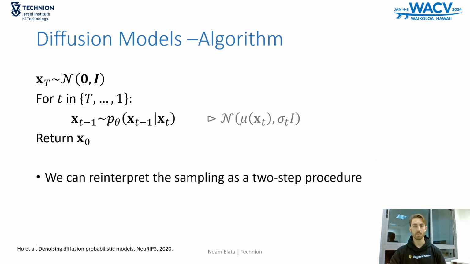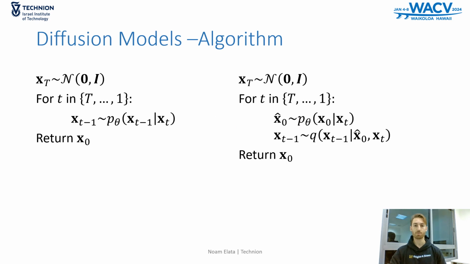Going back to the DDPM algorithm, noisy versions are sampled iteratively from the model distribution P of xt minus 1 given xt. To see the problematic nature of this approach, it is instructive to reinterpret the sampling from P of xt minus 1 given xt as a two-step procedure. We first sample x0 given xt, and then we sample xt minus 1 given x0 and xt. This reinterpretation can always be done regardless of how we choose to model p of xt minus 1 given xt.